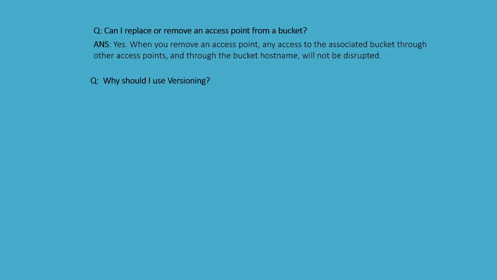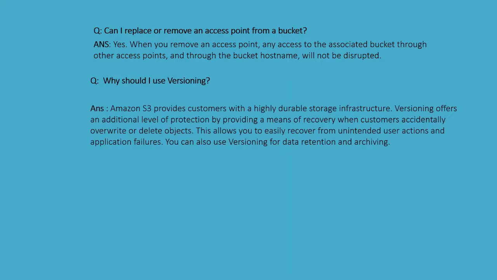Why should I use versioning? Amazon S3 provides customers with a highly durable storage infrastructure. Versioning offers an additional level of protection by providing a means of recovery when customers accidentally overwrite or delete objects. This allows you to easily recover from unintended user actions and application failures. You can also use versioning for data retention and archiving.